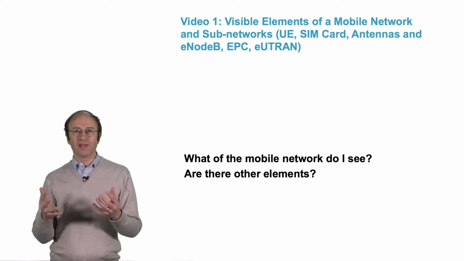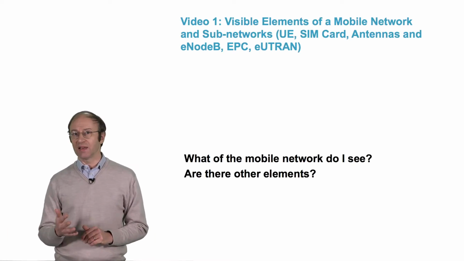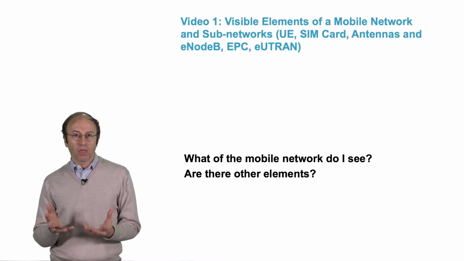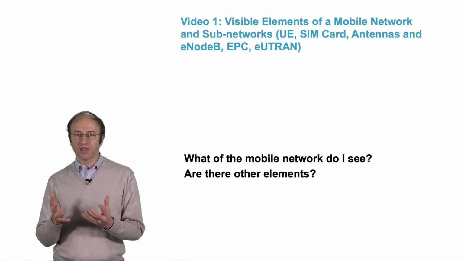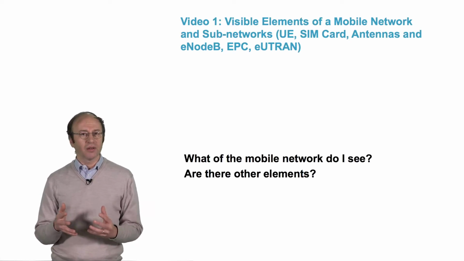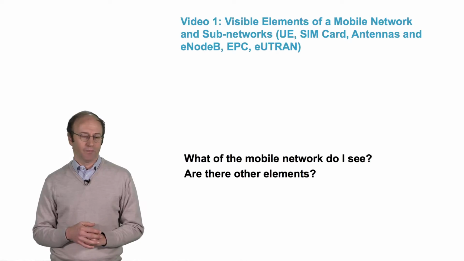What are the visible elements of a mobile network such as the 4G network? Are there other elements that I don't see? These are the questions we will answer in this video.